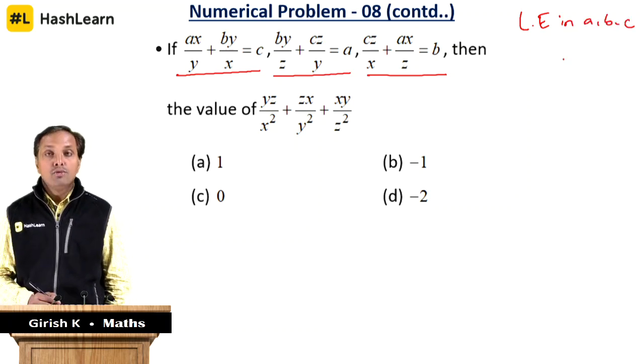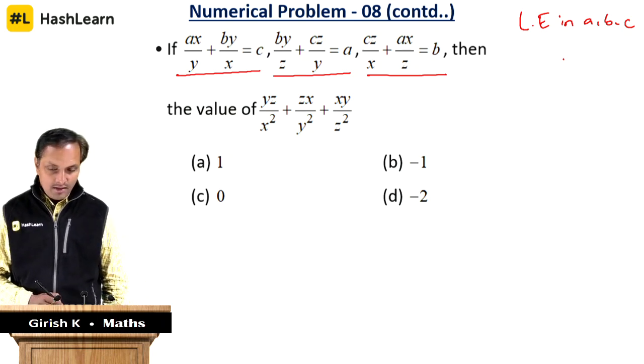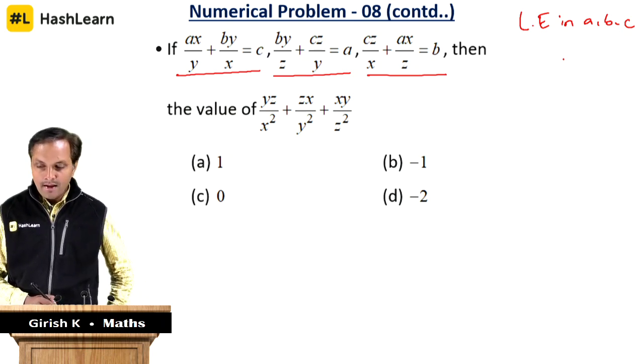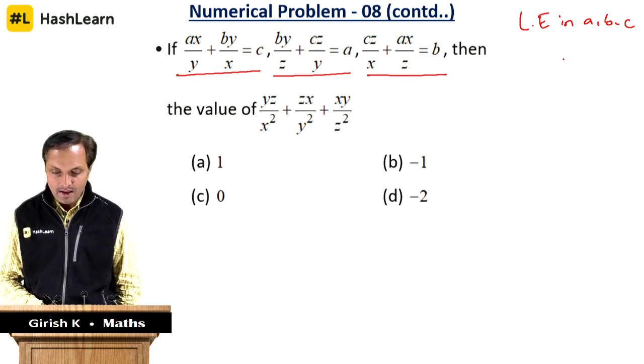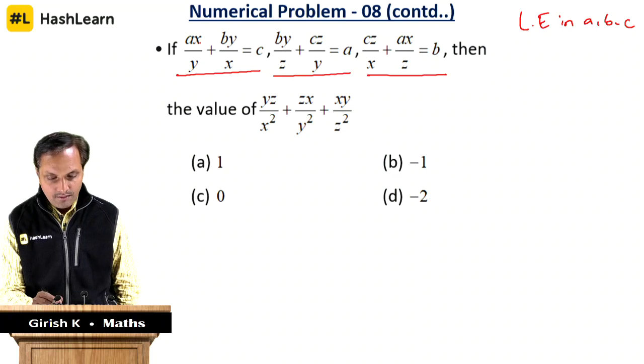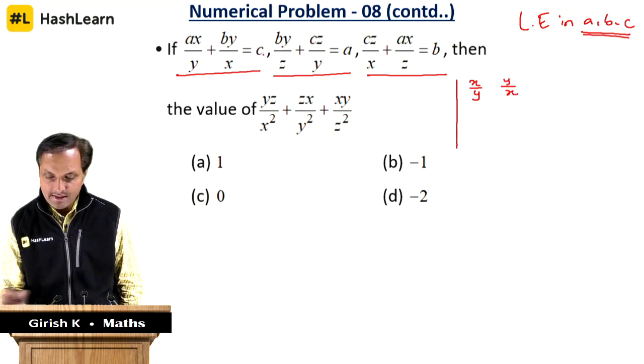So if you write the coefficients of A, B, C, if you take the linear equations in the form of A, B and C, what is that going to give you? First you rearrange them in the order A, B and C. So what is the coefficient of A here? x by y. B is y by x. And if you shift this C that side, the coefficient will be minus 1.